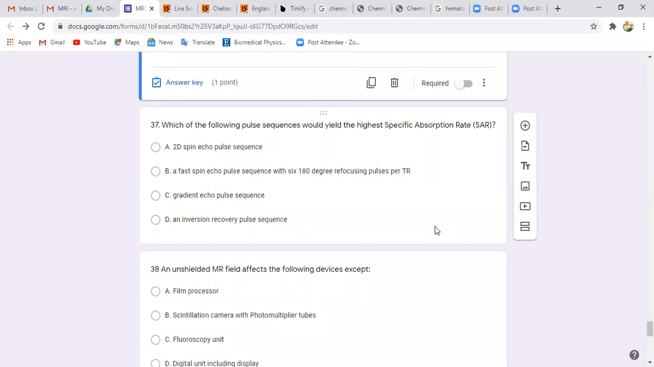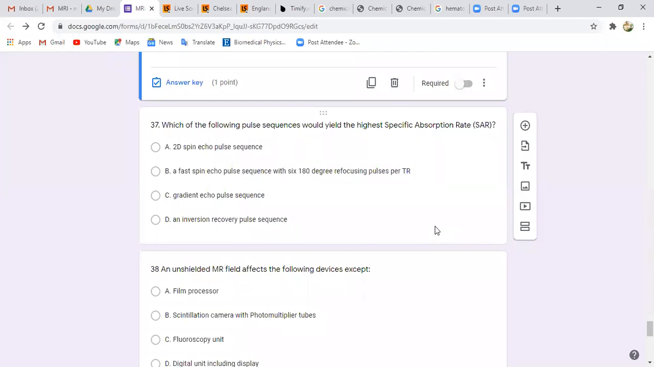I think B will be the answer, sir. Yeah, straight off B, because for fast spin echo we are using a fast sequence, and we introduce 6 180-degree pulses. You apply 180-degree refocusing pulses 6 times per TR, so it's going to juggle the protons in the body 6 times. They are dephasing, growing back toward T1, dephasing, and so on. So a lot of things will happen with that.